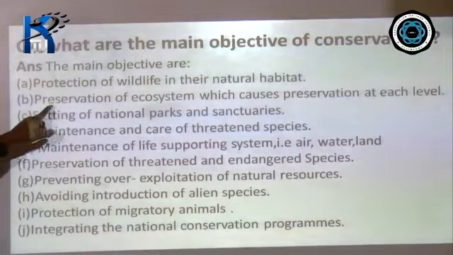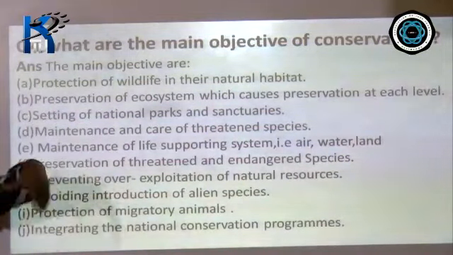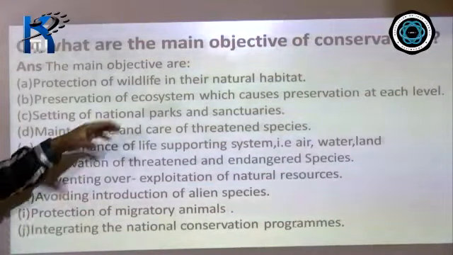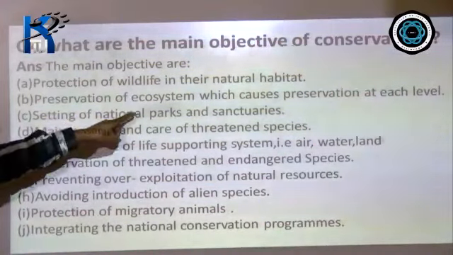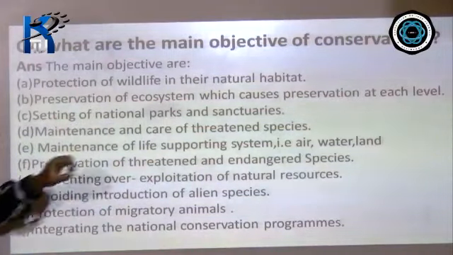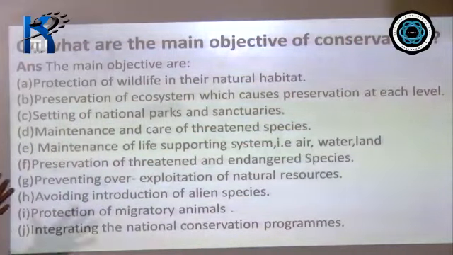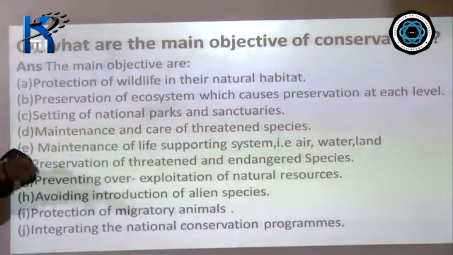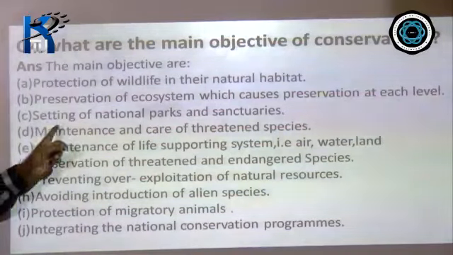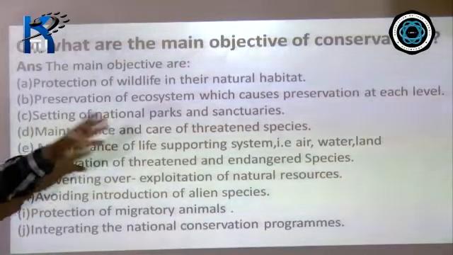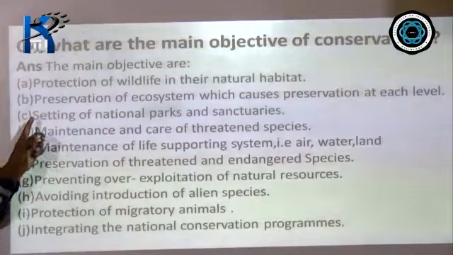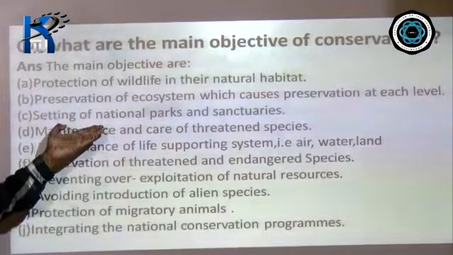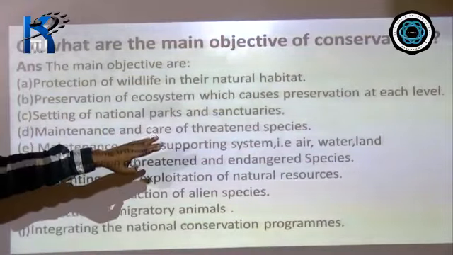Now next point, preservation of ecosystem, all ecosystems, aquatic ecosystem, terrestrial ecosystem, and different types of ecosystem. You are writing preservation of ecosystem, then aquatic ecosystem, terrestrial ecosystem, like that. No, preservation of ecosystem which causes preservation at each level. Then setting up national parks and sanctuaries. Some students write setting up national parks as 1 point, setting up sanctuaries as another. End up with one sentence, setting up national parks and sanctuaries.